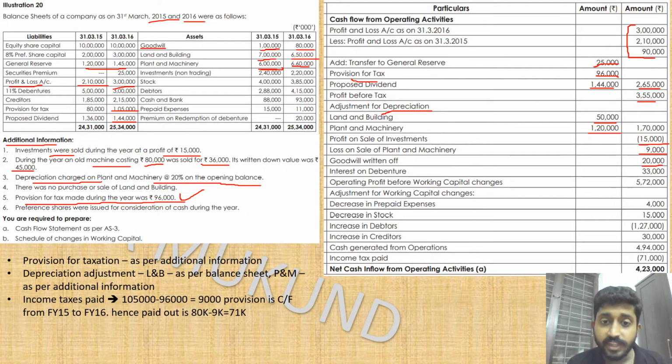Next, interest will be paid on the debentures. What is the interest? 11% interest on 3 lakh, the closing debenture balance, is 33,000, which is the interest charged to the P&L, but it is a financing activity. So I am adding back this interest expenditure, and now I am generating the cash flow from operations before working capital changes.